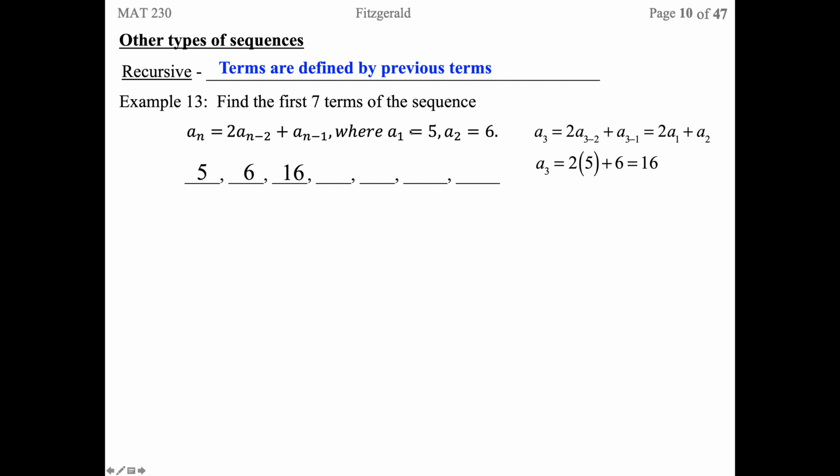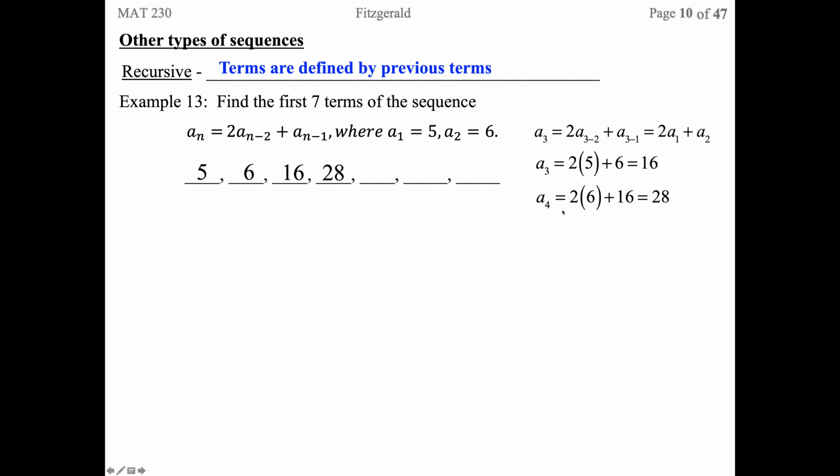All right, so now we're going to try the next one. a sub 4. We put in the 4 for the n. That's going to give me 4 minus 2. That's a sub 2. That's the 6 right here. 4 minus 1 is a sub 3. We just found that to be 16, so that's where the 16 comes in. So 2 times 6 is 12 plus 16 is 28.